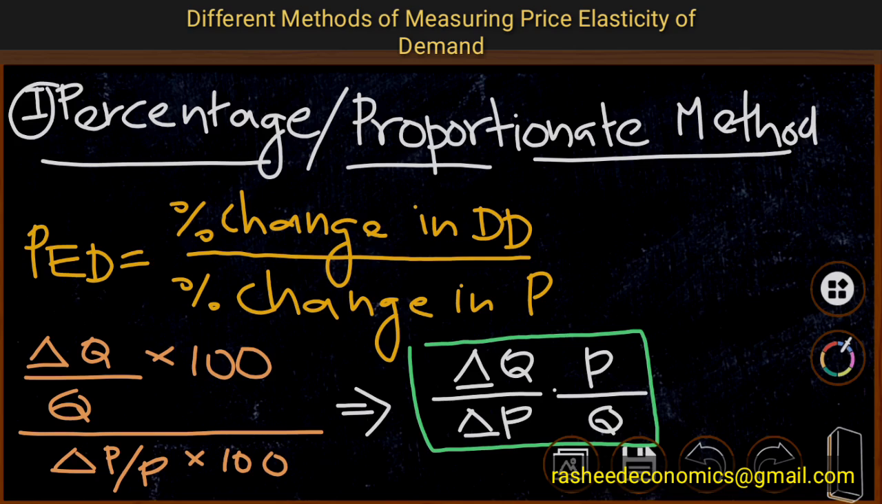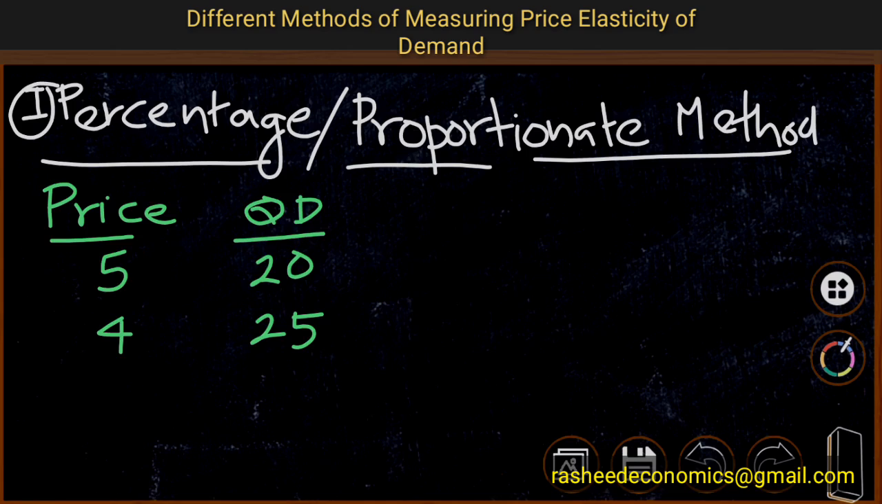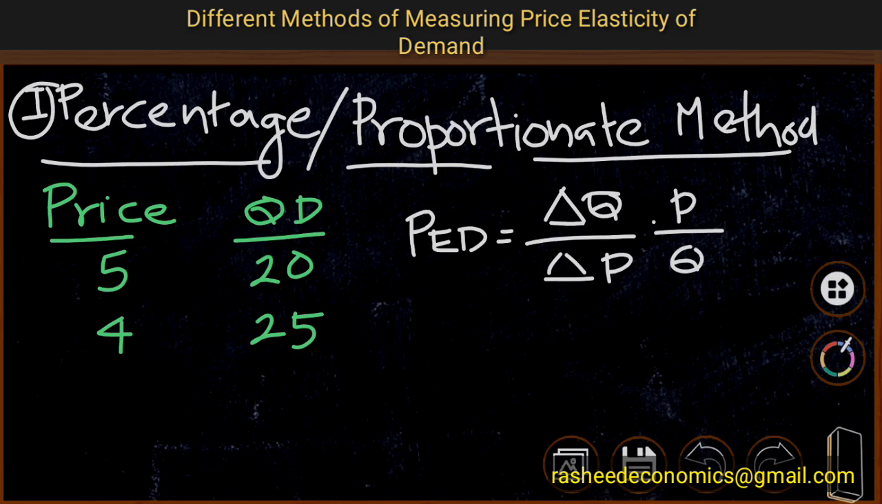Now we are moving to the calculation of the quotient of elasticity of demand using a numerical example. This is an imaginary schedule where price is plotted on one side and quantity demanded on the other side. When price decreases from 5 to 4, quantity demanded increases from 20 to 25. As per the method, in order to identify price elasticity of demand, we have the formula delta Q by delta P into P by Q.